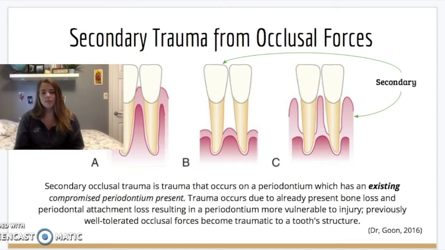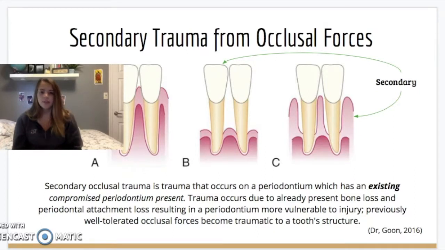So to compare that to primary trauma, it's trauma that occurs on a periodontium which has an existing compromised periodontium present. So it's an unhealthy periodontium. It has bone loss and attachment loss, and that makes the periodontium more vulnerable to injury from what a previously healthy periodontium might be able to tolerate.